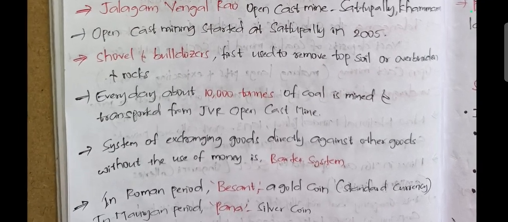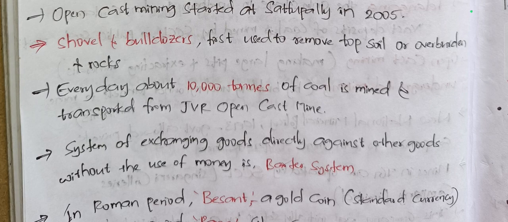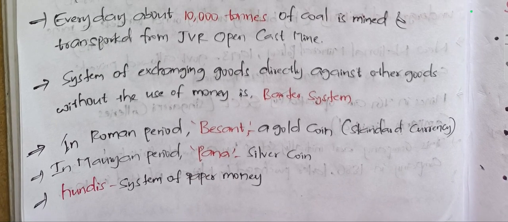The system of exchanging goods directly against other goods without the use of money is the barter system. Here we generally use money to buy something, but in ancient days there was a barter system in which they exchanged goods directly against other goods without the use of money. For example, if we have rice, they'll give jowar, and we exchange with each other. Next, in the Roman period, basant, a gold coin, was the standard currency. In the Mauryan period, pana, a silver coin, was the standard currency. Next, hundis, a system of paper money which we are using currently.